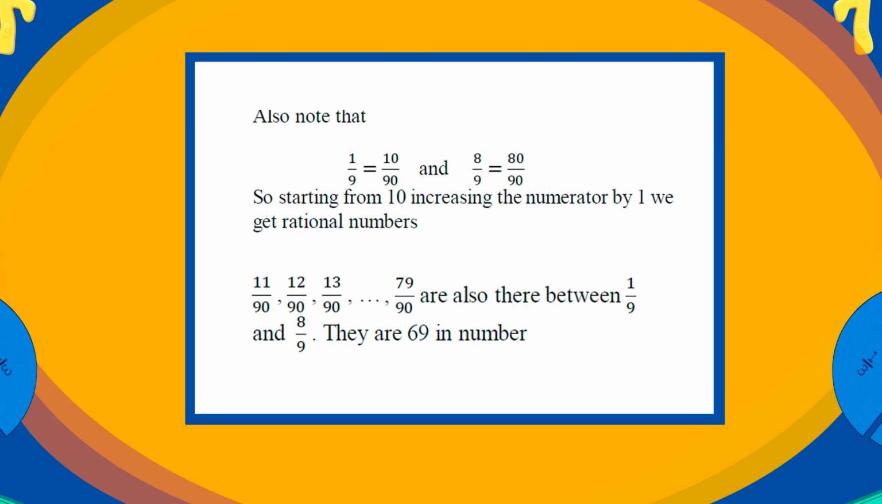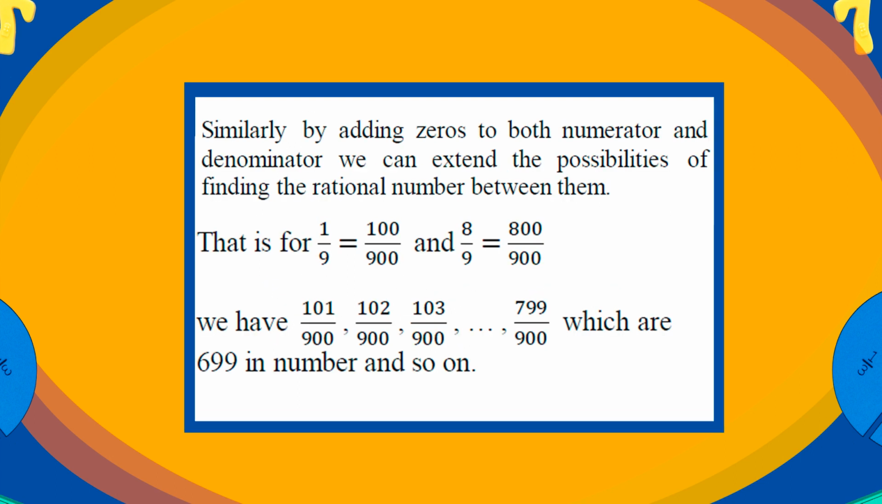Also note that 1 by 9 can be written as 10 by 90 and 8 by 9 can be written as 80 by 90. So, starting from 10, increasing the numerator by 1, we get numbers like 11 by 90, 12 by 90, 13 by 90, up to 79 by 90, which all also lie between 1 by 9 and 8 by 9. Note that they are 69 in number.